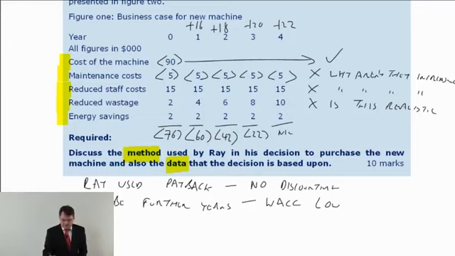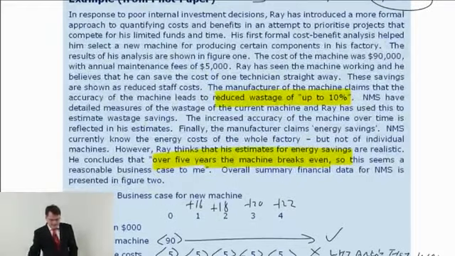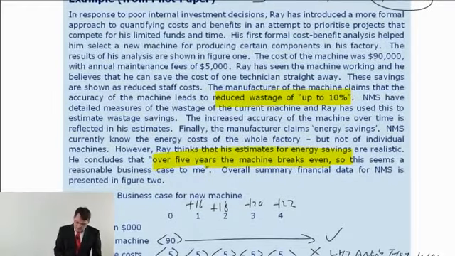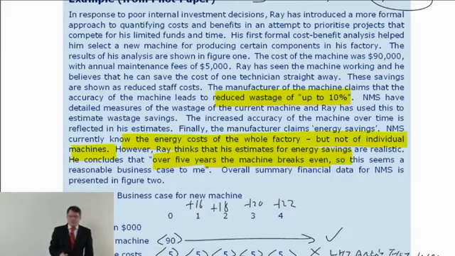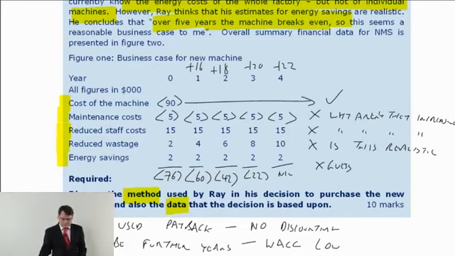Is it realistic? And finally, my favourite one, energy savings. And it says in the question that they know the energy cost of the factory, but they don't know the energy cost of individual machines. So what have they included in their business case? The energy saving of an individual machine. And they don't know what that is. So that last line is just a guess.